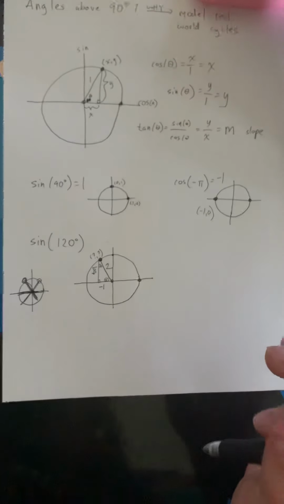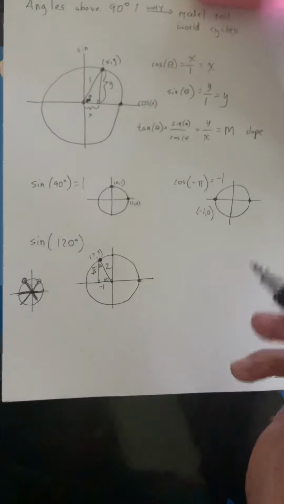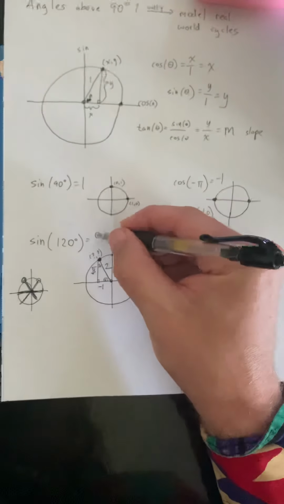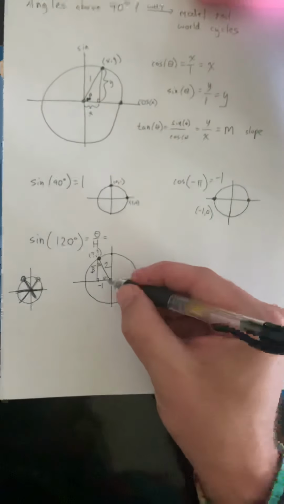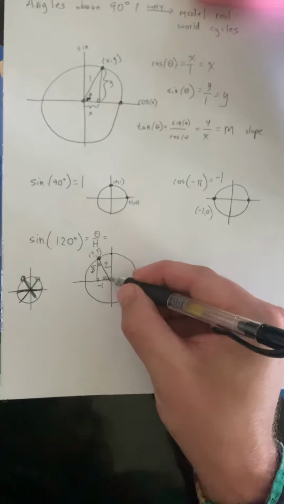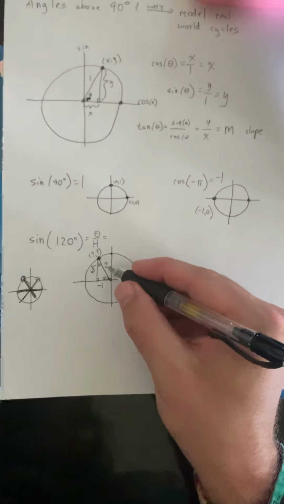Okay, so we've made our triangle. We put the ratios in. Now the easy part, SOHCAHTOA. This is sine. That's opposite over hypotenuse. Look in this right triangle here. From the central angle, what's the opposite? Root 3. What's the hypotenuse? 2.